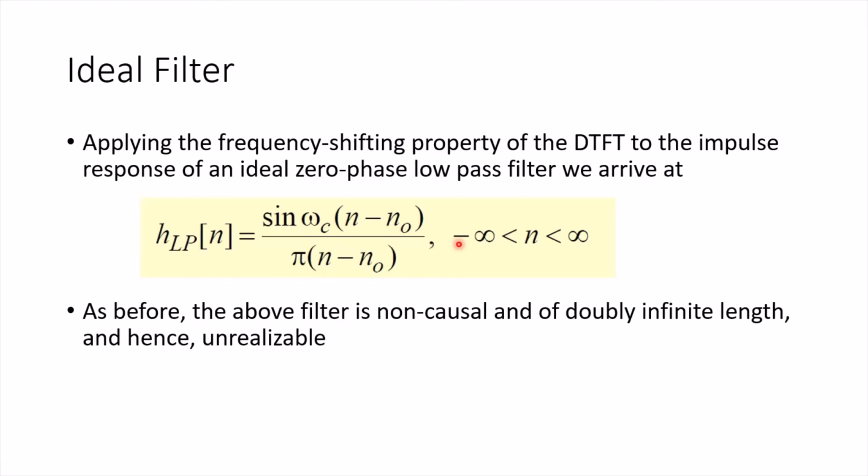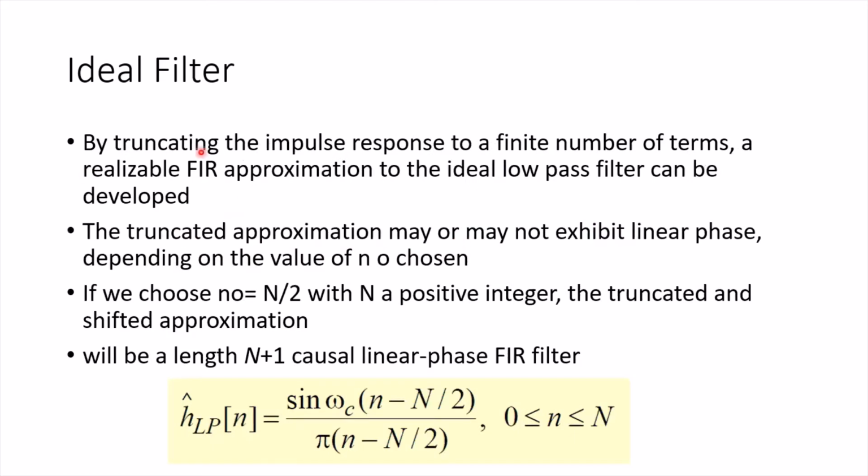If we want to implement it, all we need to do is shift and truncate the impulse response. That is what we can do to implement digitally, by truncating the impulse response to a finite number of terms. A realizable FIR approximation to the ideal low-pass filter can be developed. The truncation approximation may or may not exhibit linear phase, depending on the value of n0 chosen.